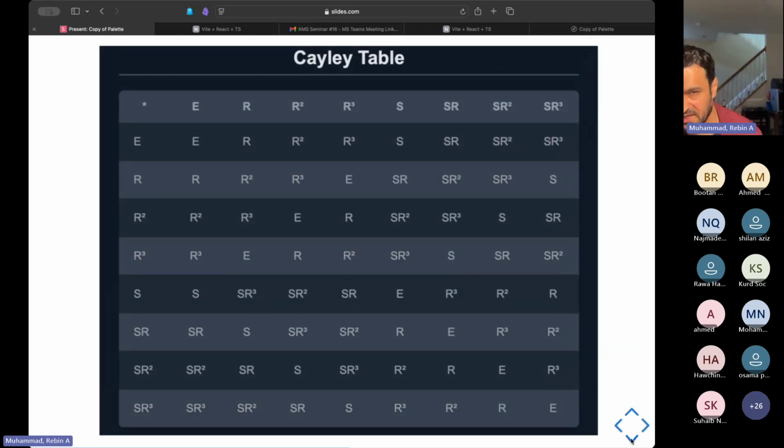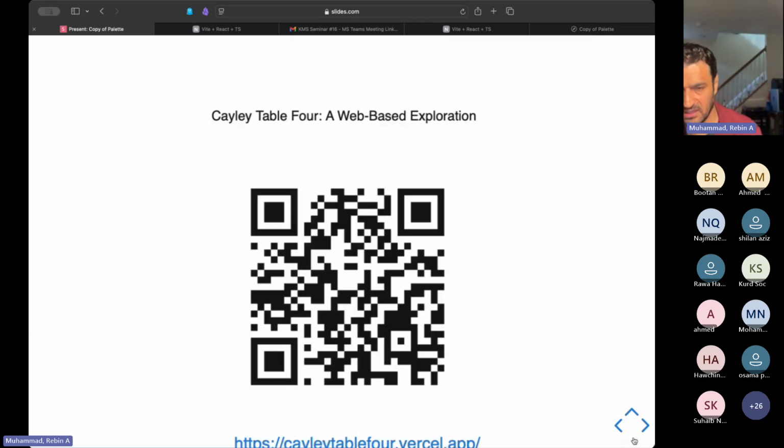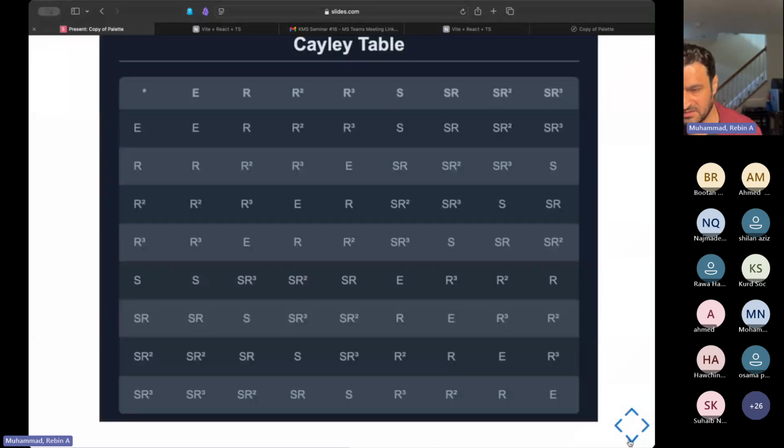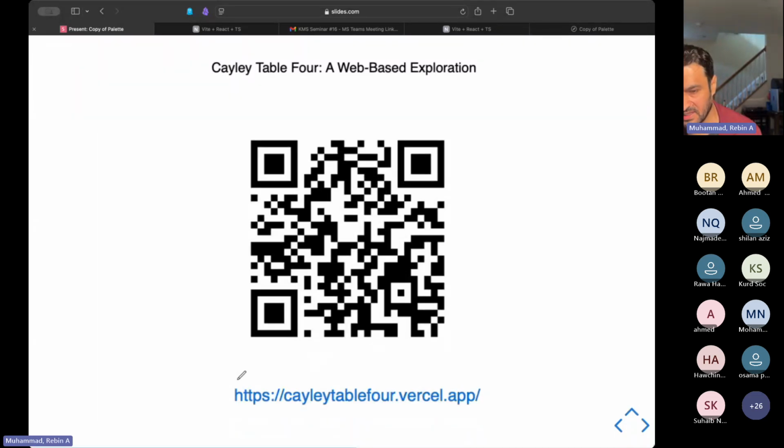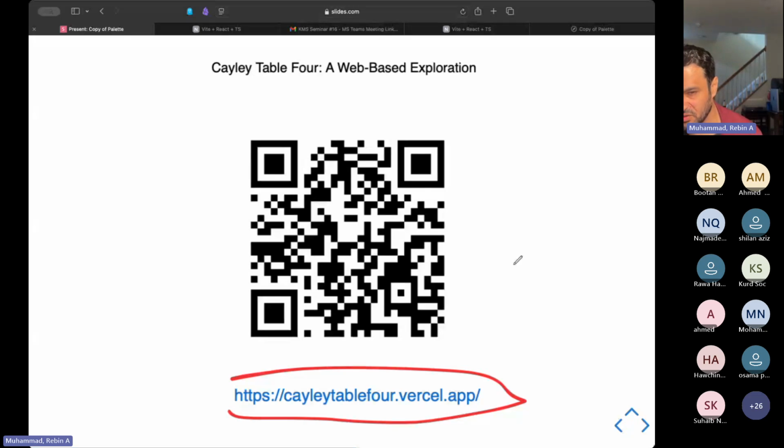Okay, so this is a Cayley group table, basically a multiplication table for a group. Has anyone taken abstract algebra? Okay, not this. So this is a website I created. You can play with this Cayley group, or the symmetry group of the square. There's nothing related to Islamic art here, but I just wanted to remind you.